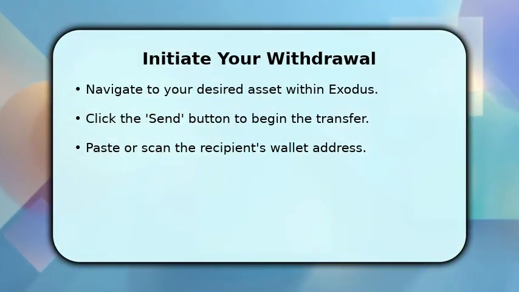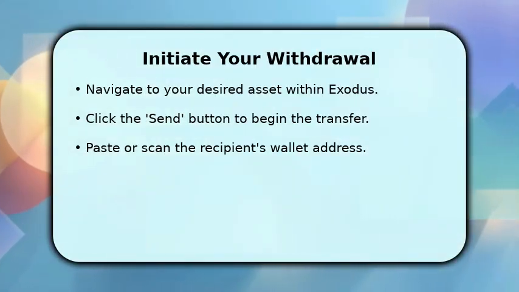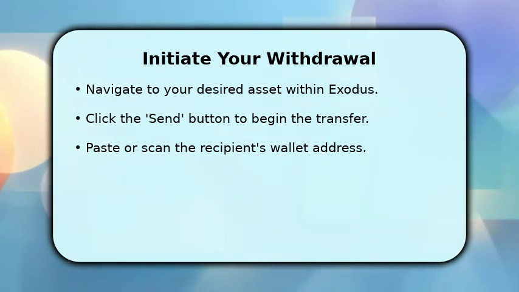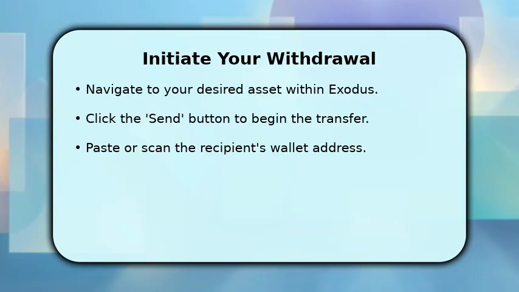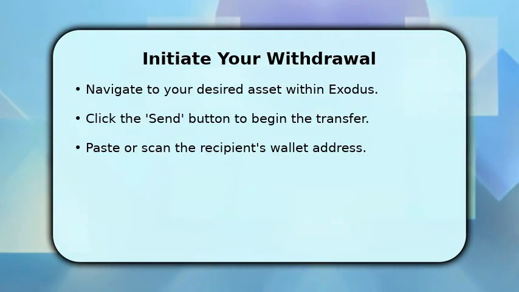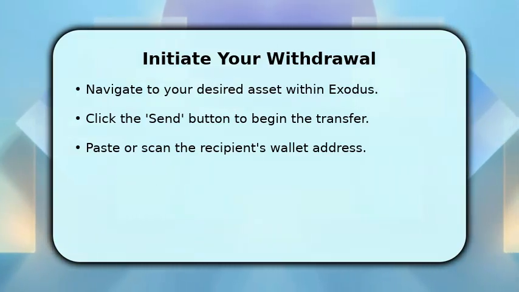Once inside your Exodus wallet, locate the specific asset you want to withdraw from your portfolio. Click on the Send button associated with that asset. You will then be prompted to enter the destination address. Carefully paste the recipient's wallet address into the designated field or use the QR code scanner for accuracy. This step is vital for directing your funds correctly.